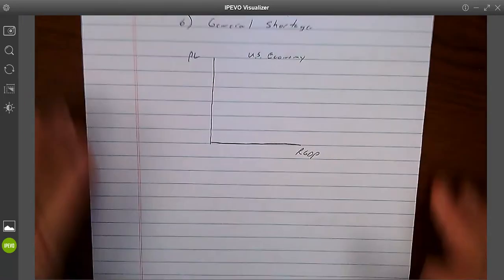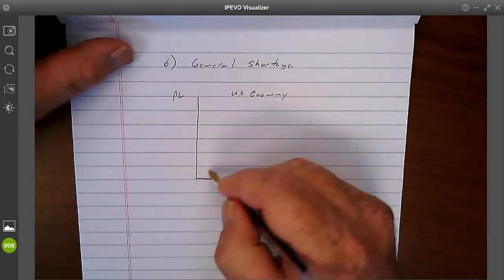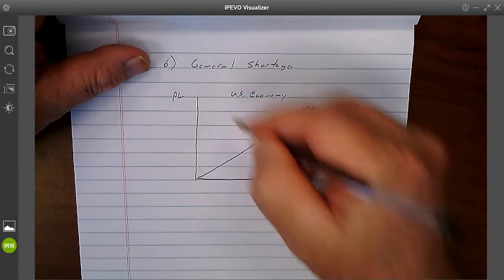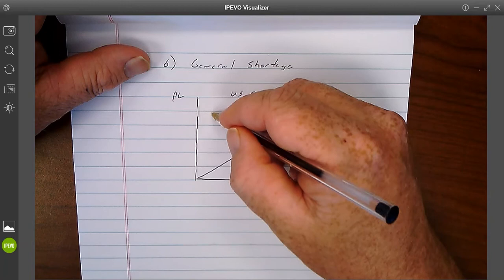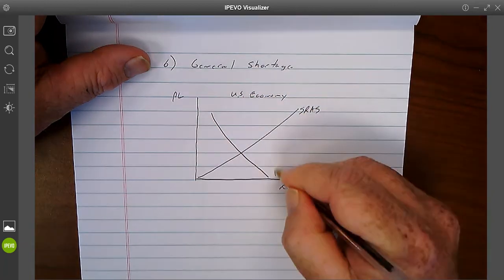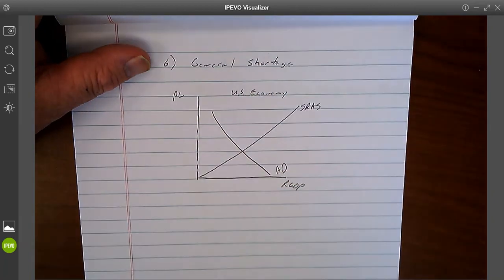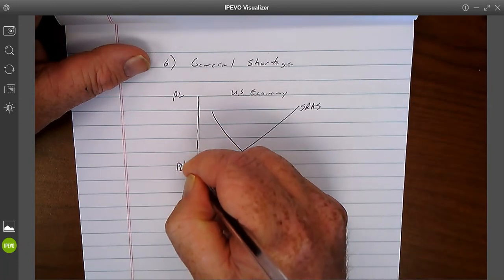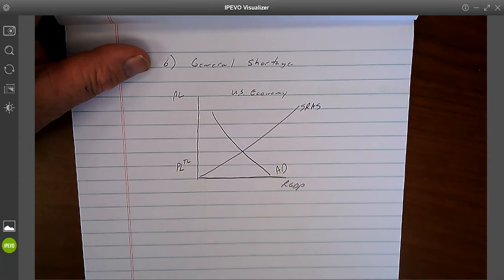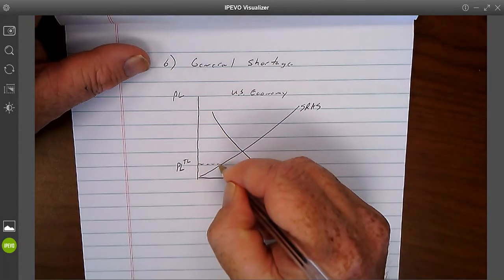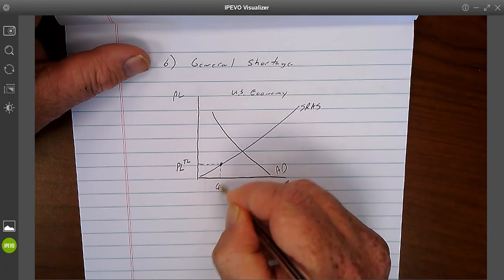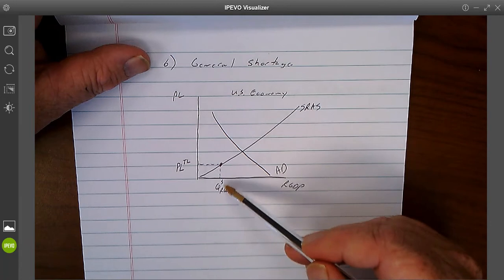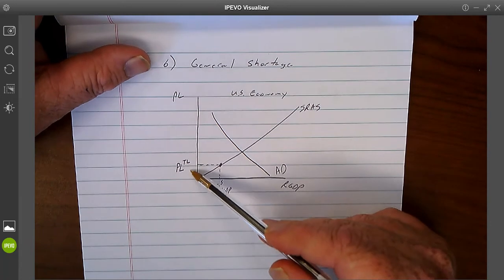But what if they force prices down too low? Again, we have an upward sloping short-run aggregate supply curve and a downward sloping aggregate demand curve. But let's say price drops to a price level of PLTL in the short run. Well, my quantity supplied of real GDP is going to be here. I get that off the short-run aggregate supply curve. That's how much producers are willing and able to make at that price level.